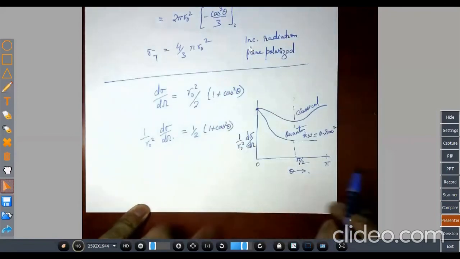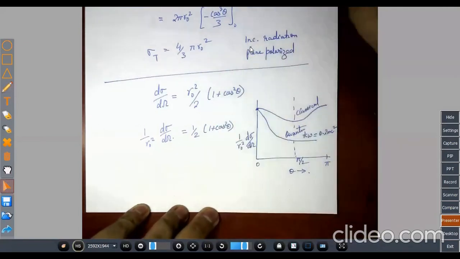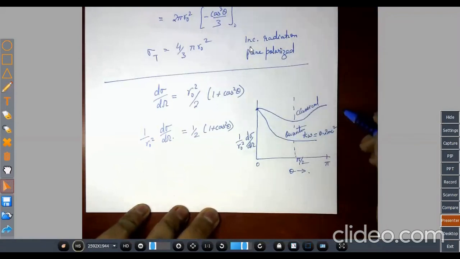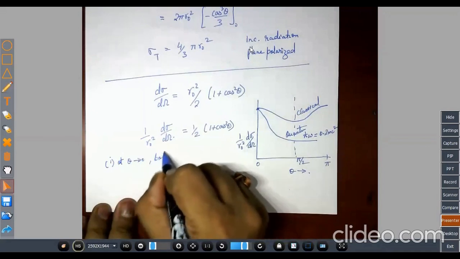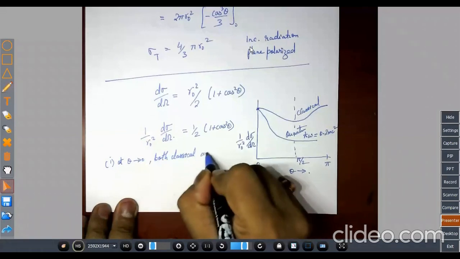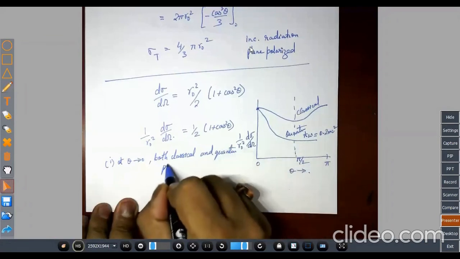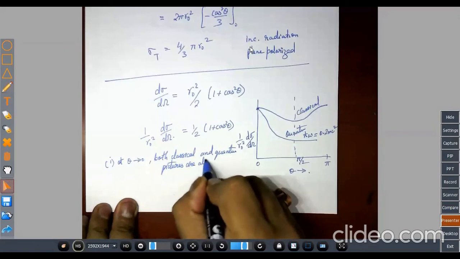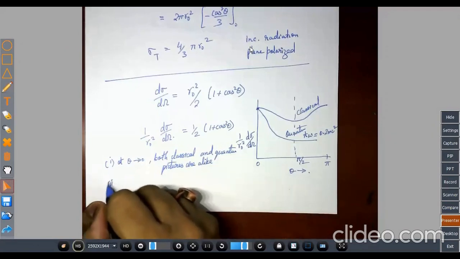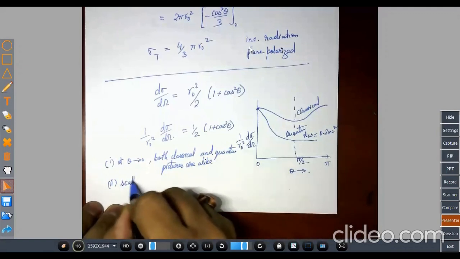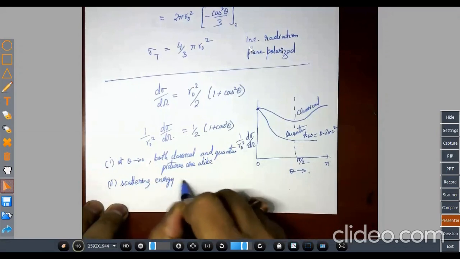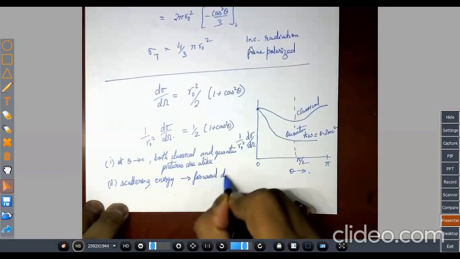In the limits, theta tending to zero, both the classical and the quantum pictures are alive. And the scattered radiation is always in the forward direction. The scattering energy is concentrated in the forward direction.